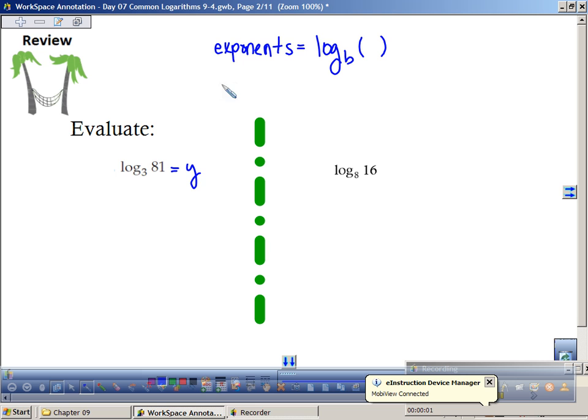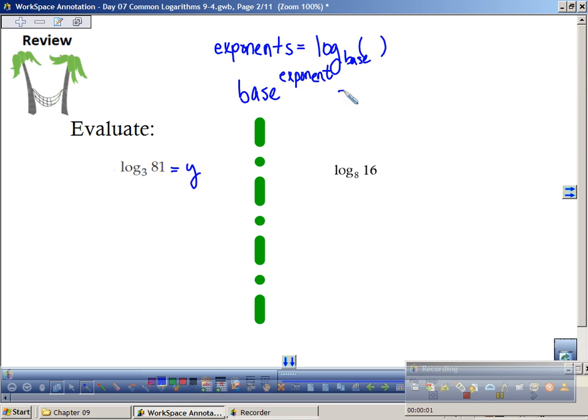Okay, what are we concerned with? The base, right? So I have base to the exponent equals whatever's in that parentheses. Okay? So, what's my base? 3. What's my exponent? y equals 81. Okay?